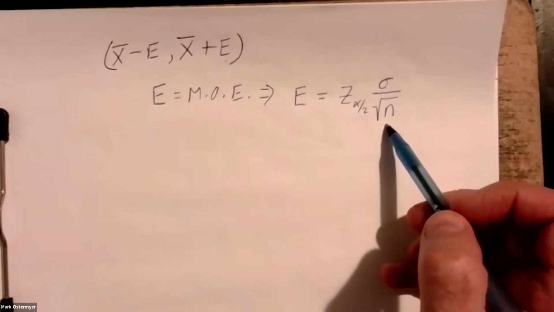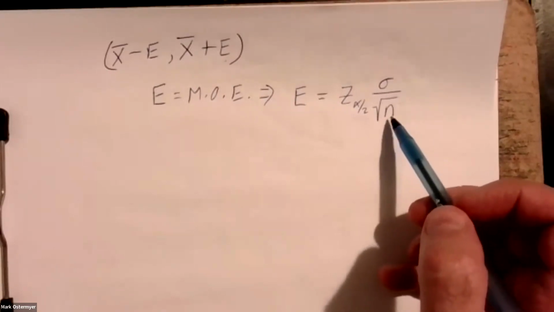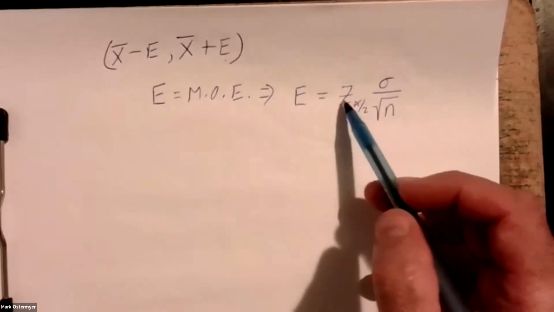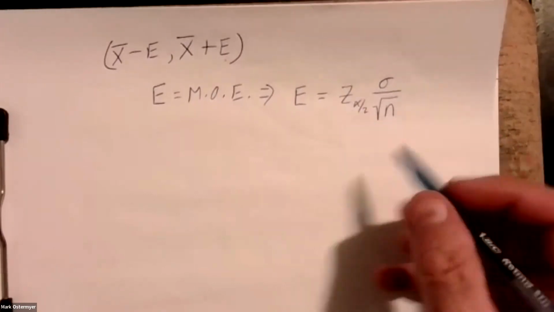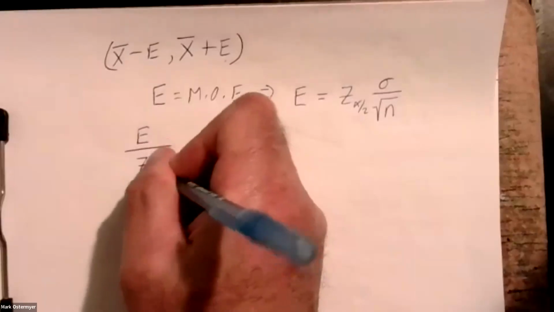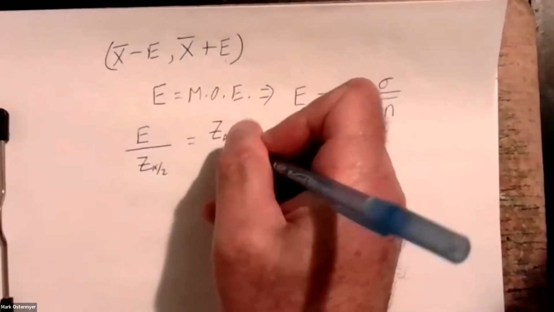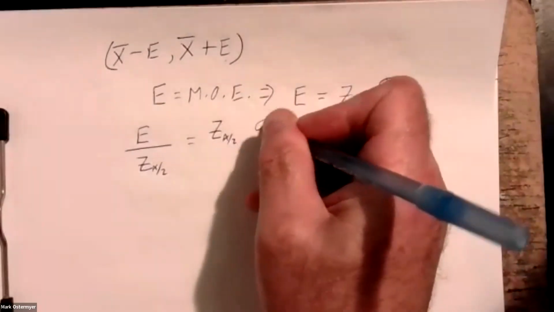How do I get n by itself? First of all, let's divide both sides of our equation by the critical Z value to knock this thing out. So we divide the left side by the critical Z value. And when we divide the right side by the critical Z value, it's going to disappear.